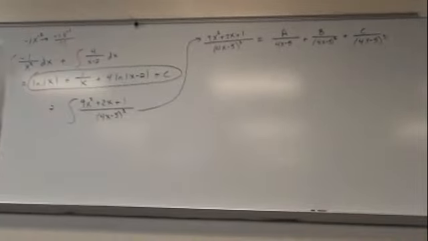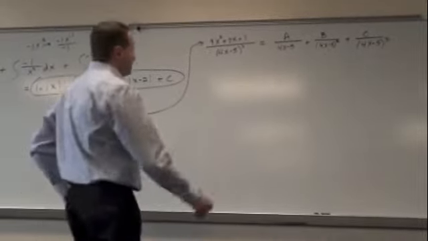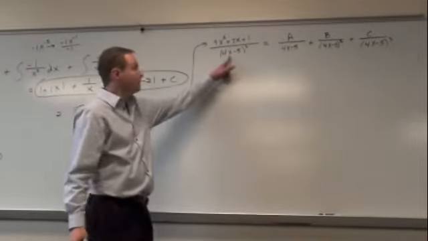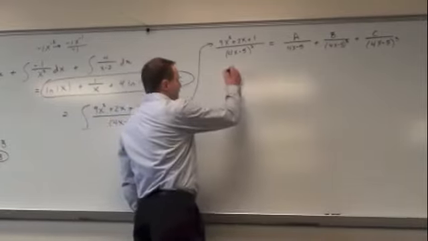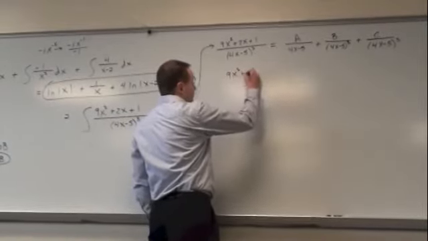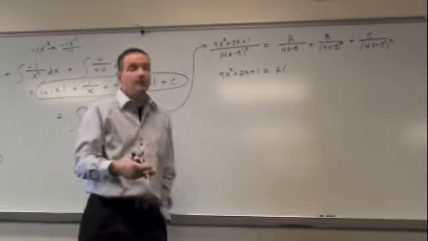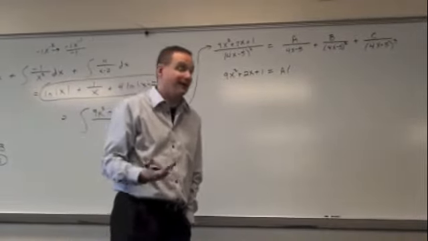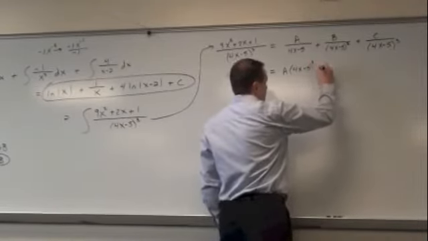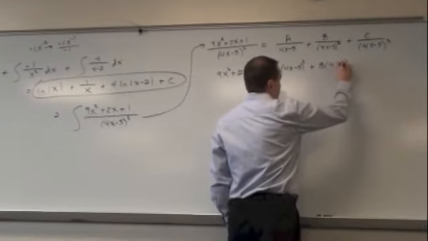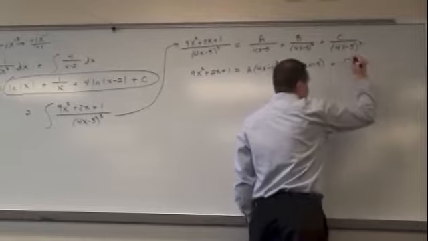Okay. Now, once we do that, you can say, well, all right, we'll multiply this out. Clearly, the least common denominator is (4x minus 5) to the third. So your left-hand side is going to become 9x squared plus 2x plus 1. Your right-hand side, you'll have A times (4x minus 5) to the second power, plus B times (4x minus 5). Oh, this is actually going to work out very nicely, you see.